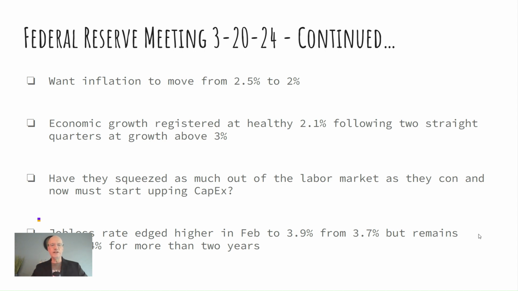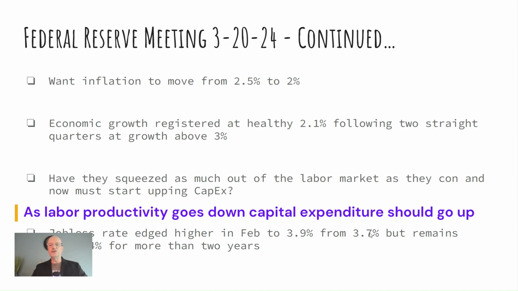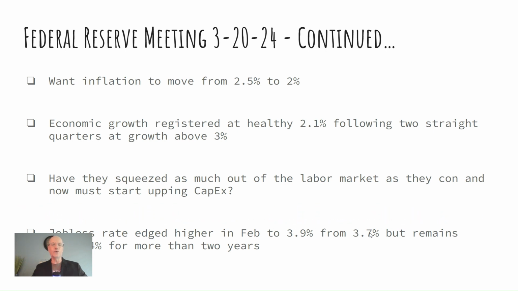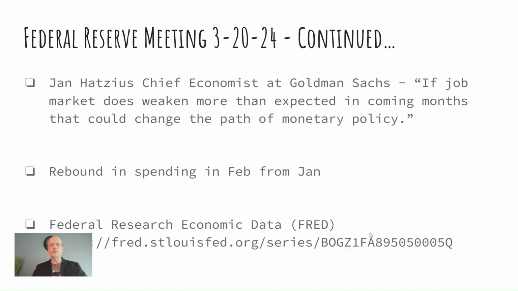So the jobless rate edged higher in February to 3.9% from 3.7%, but remains below 4% for more than 2 years. That's a long time. A lot of times, economists say that they want to see that unemployment rate around 5% because it allows the economy to grow a lot easier because people can find jobs, people are trading jobs, and so on.